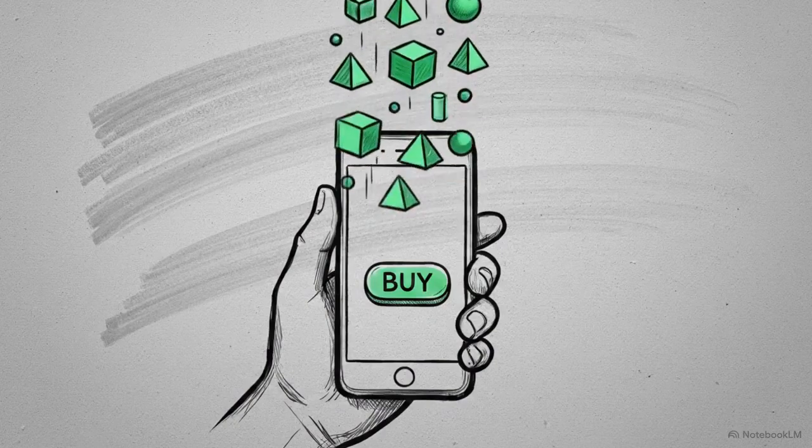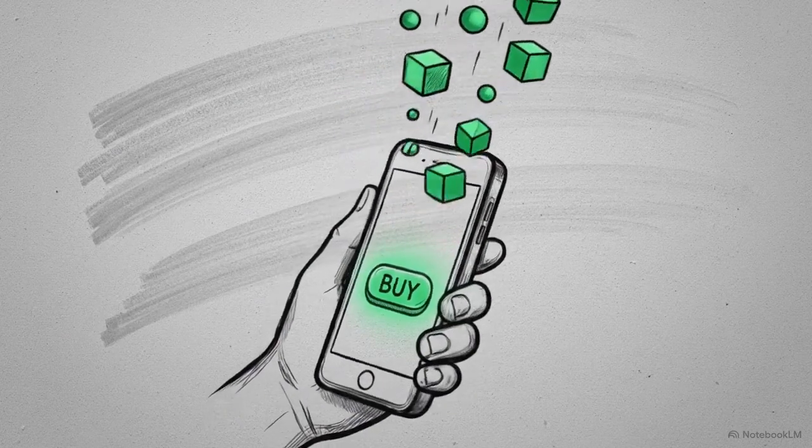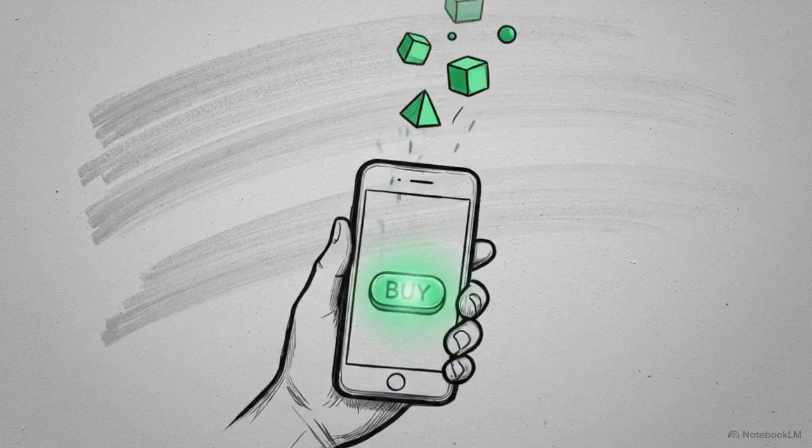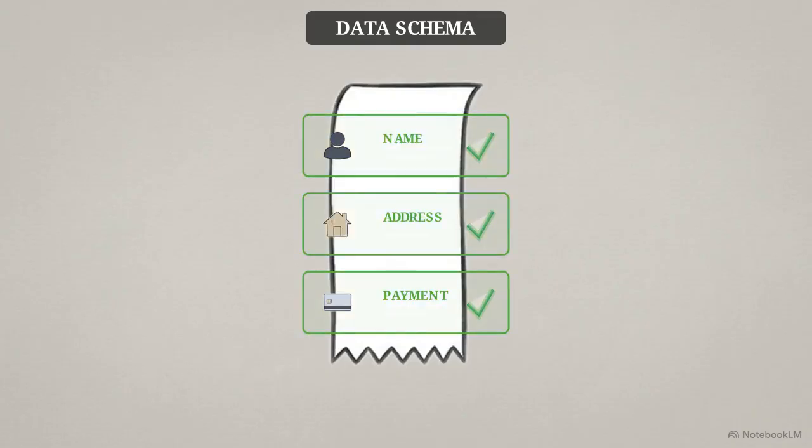When you tap Buy on your phone, the physical object you're looking at translates into a digital blueprint that a server can easily understand. This is a strict set of instructions that tells the computer exactly where to find your name, your address, and your payment details so it can process the order.